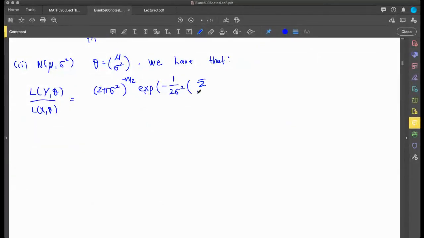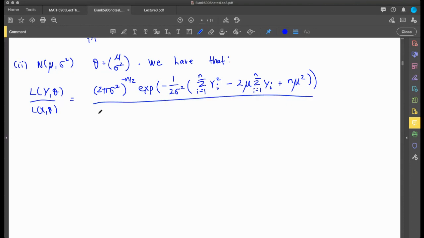Okay, so we'll have the sum from i equal 1 to n of yi squared, minus 2 mu, the sum from i equal 1 to n of yi, plus n mu squared. And we'll have the same thing for my x sample, except you just replace y with x. Again, I'm going to expand it out in the same way. So we'll have xi squared, minus 2 mu, the sum of xi, i equal 1 to n, plus n mu squared.